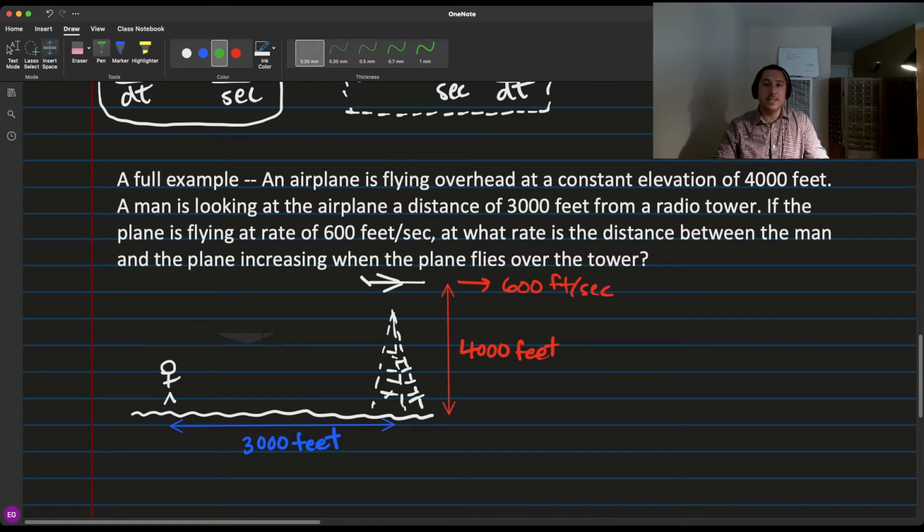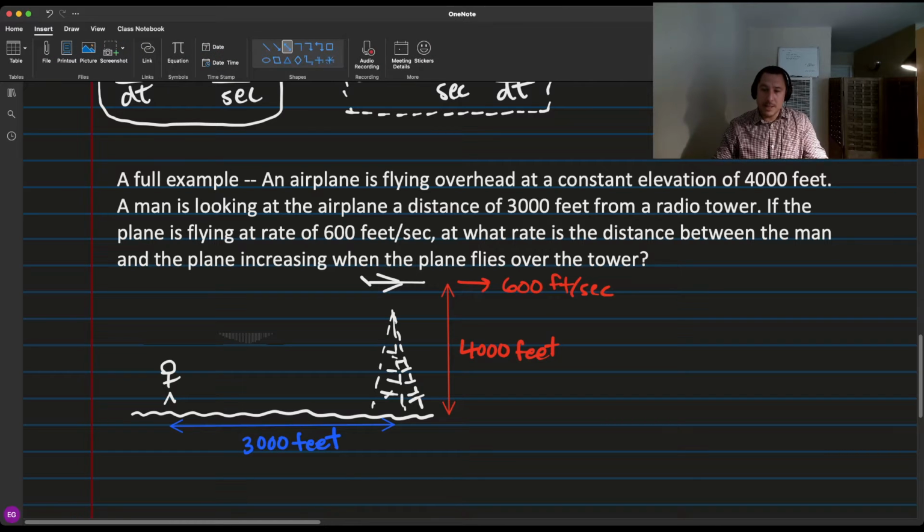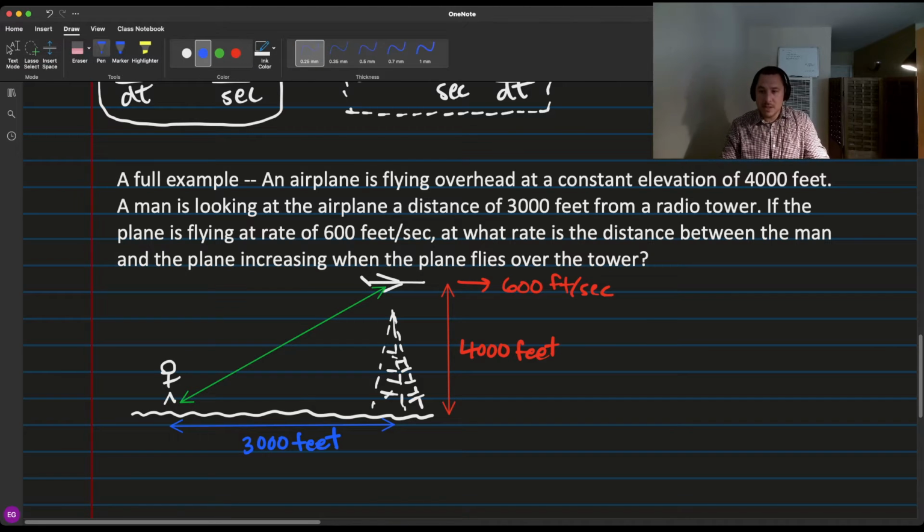So the distance between the plane and the man is from him to the plane like so. Let's call this distance D. Or no, let's call it S. So as the plane flies away, does it make sense that the distance from the man to the plane is increasing? Cool. So there's the distance from the man to the plane.